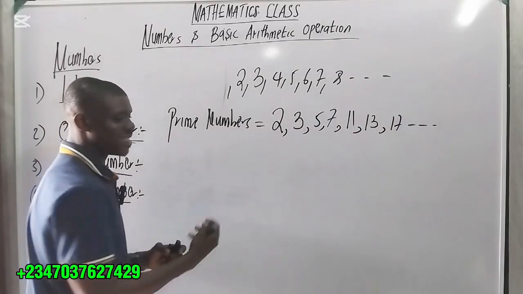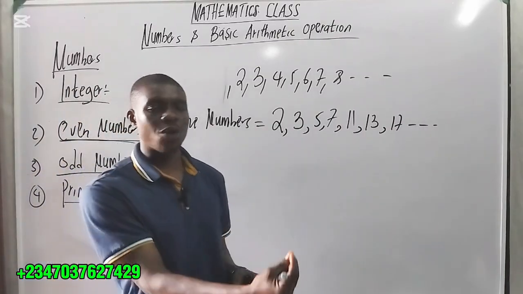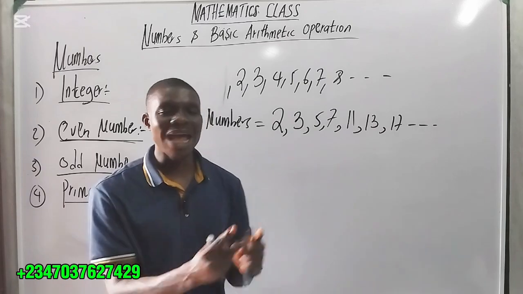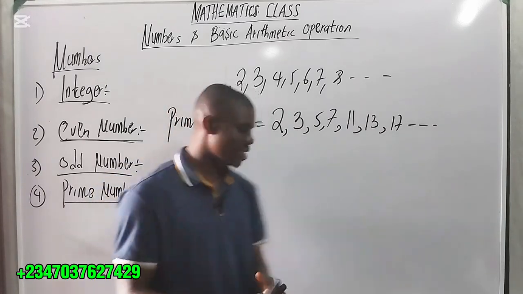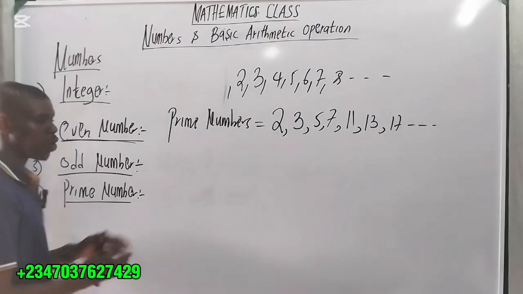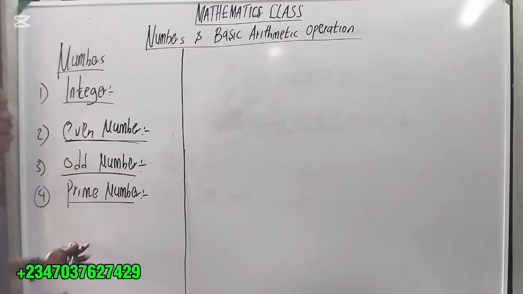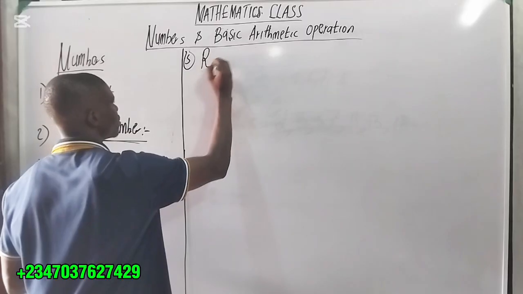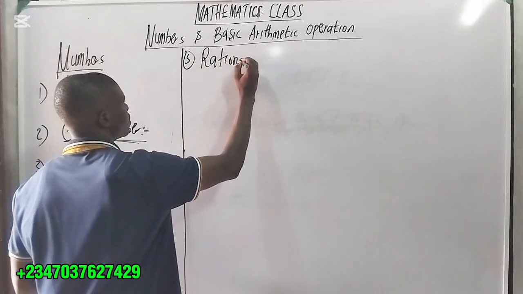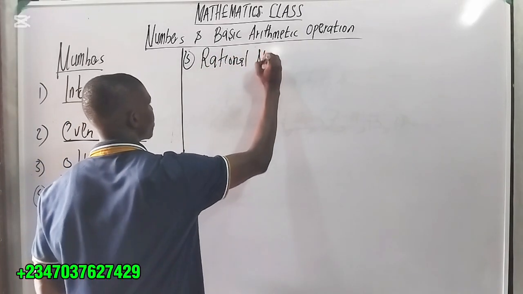So prime numbers are positive integers other than 1 that only have 2 factors, 1 and itself. So 1 is not a prime number. Hope you understand this. Next one, number 5, is called a rational number.